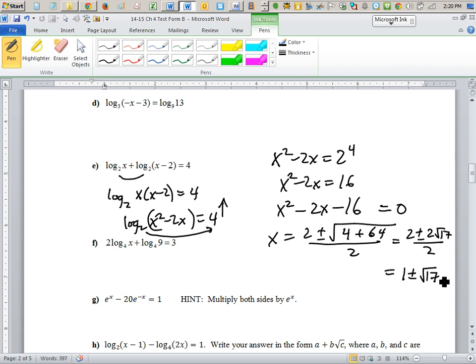Again, we have to check which answer makes more sense. So if you look back at these x's, it makes sense to put in a 1 plus root 17 for x, but it does not make sense to plug in a 1 minus root 17 because it would cause a negative domain, or a negative value going into a log. So you can't have that. But you can use 1 plus rad 17, and that is our answer.